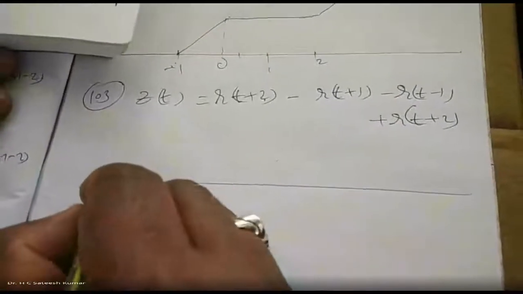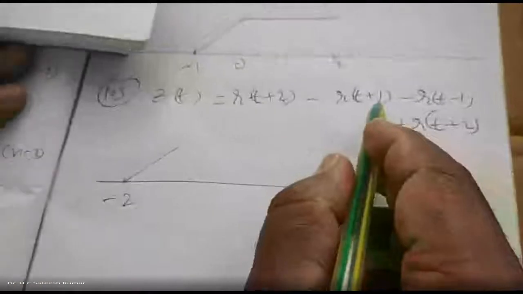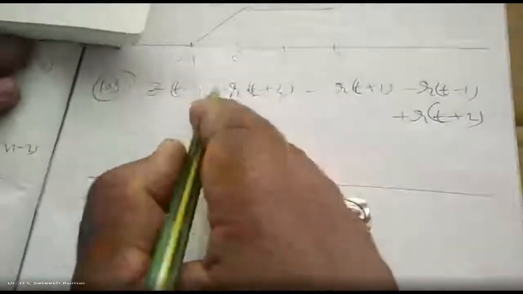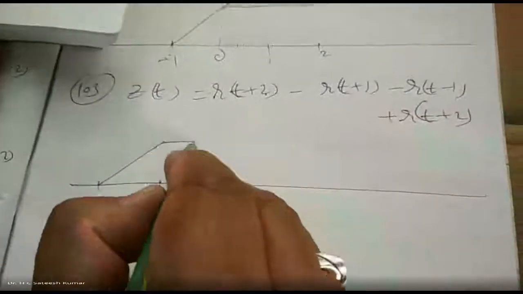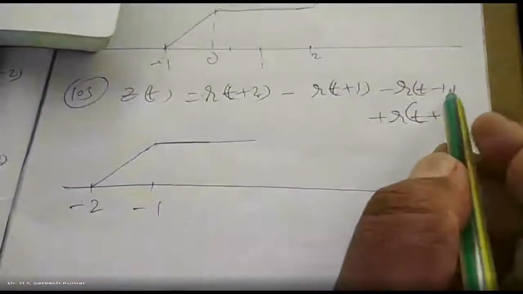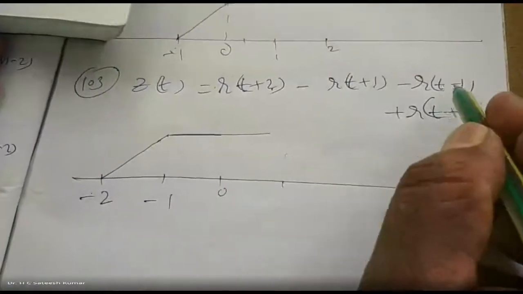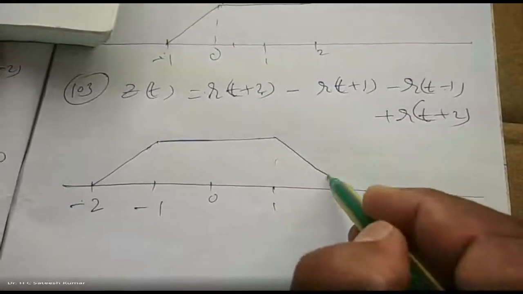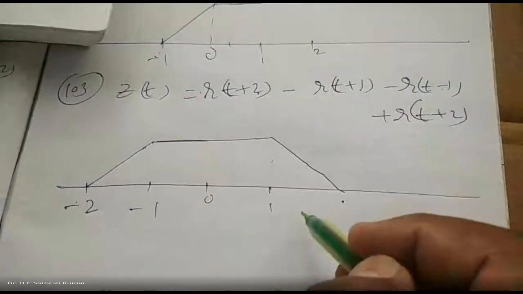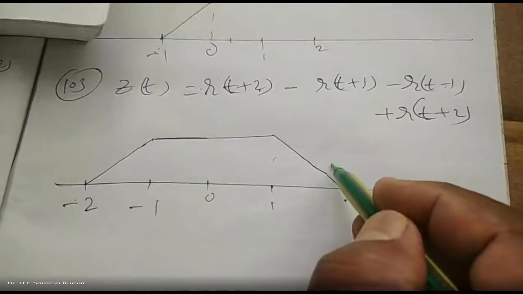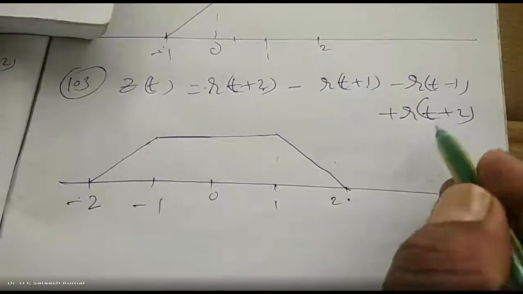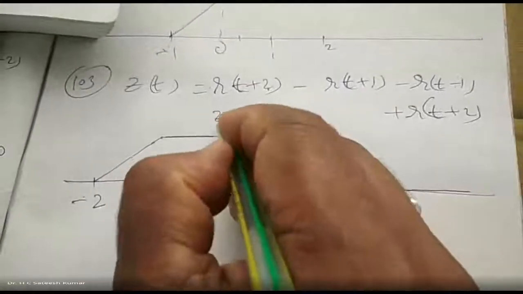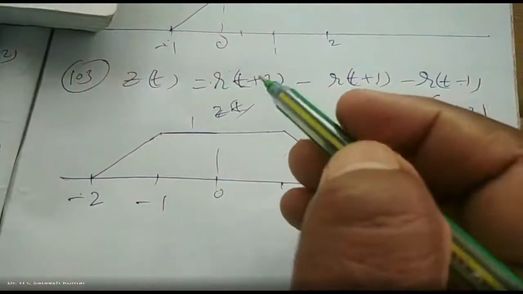Slope 1 you will have. And at minus 1, slope becomes plus 1 minus 1, it becomes horizontal. So therefore slope becomes 0. Now this is 0. At 1, the slope becomes negative. It is decreasing like this. And at 2, adding a slope of plus 1. So therefore it becomes horizontal. Right? That's it. That is correct only. Z of t amplitude is 1. So this is another signal.